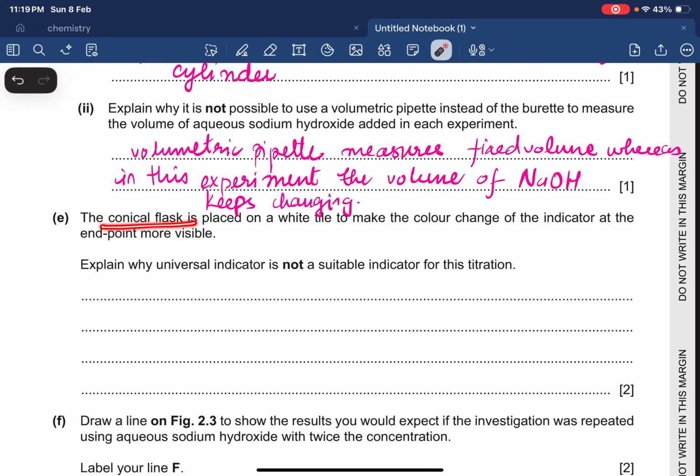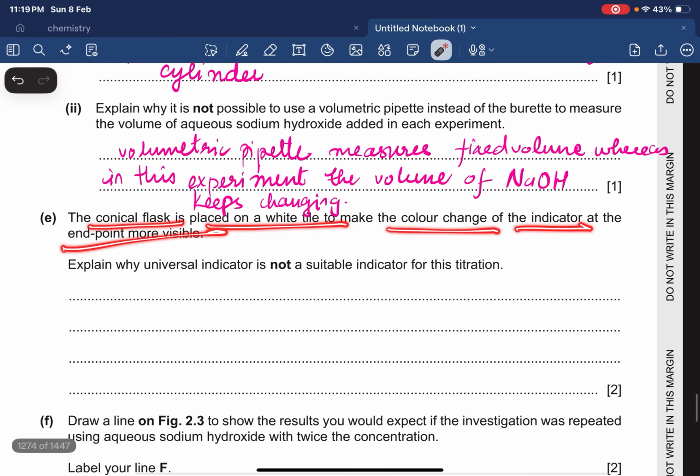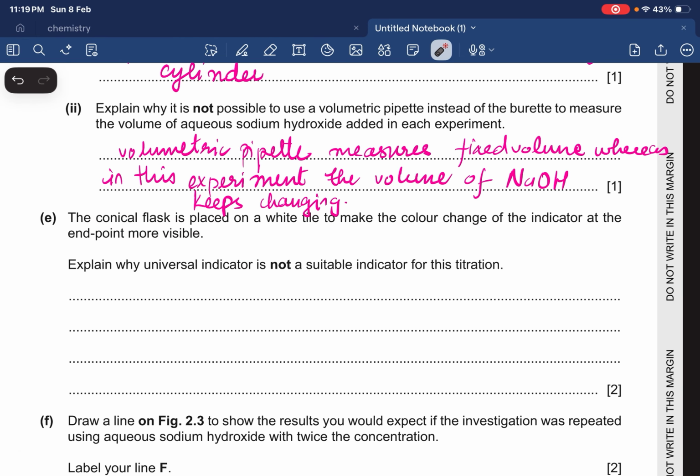The conical flask is placed on a white tile to make the color change of the indicator at the endpoint more visible. Explain why universal indicator is not suitable. Whenever you do acid-alkali titration, you never use universal indicator. An examiner is always going to ask, why are you not using universal? Because universal indicator gives a range of color changes. There's a lot of color change, whereas when you are doing titration, you need the exact color change at the endpoint. Universal indicator is going to give you a mixture of color changes. So if you don't have the exact color change, you won't be able to determine the endpoint.